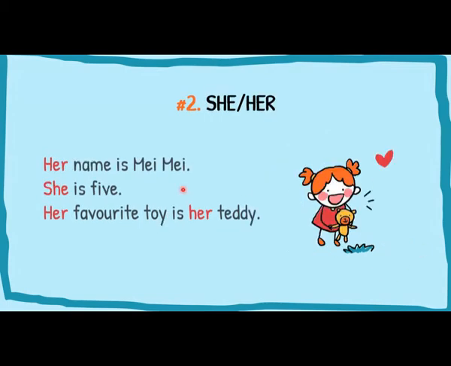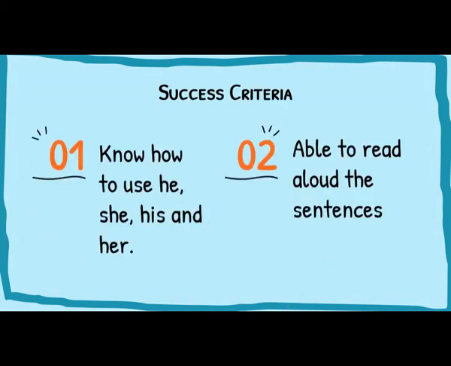Next one. Her name is Meme. She is 5. Her favorite toy is her teddy. Okay, so by reading that, you have covered your success criteria number 2, which is able to read aloud the sentences.